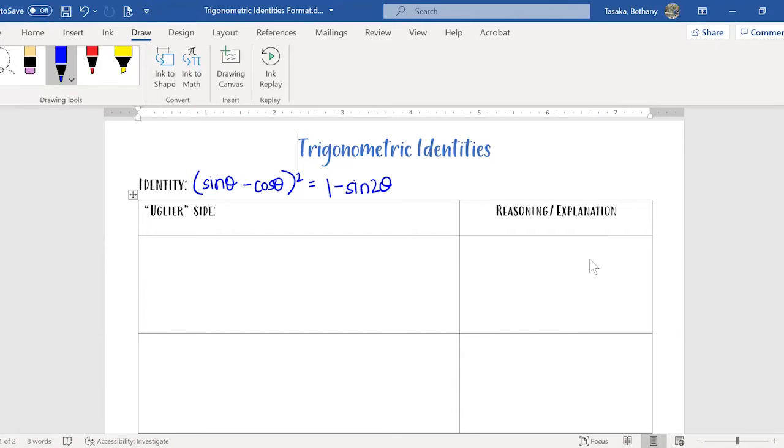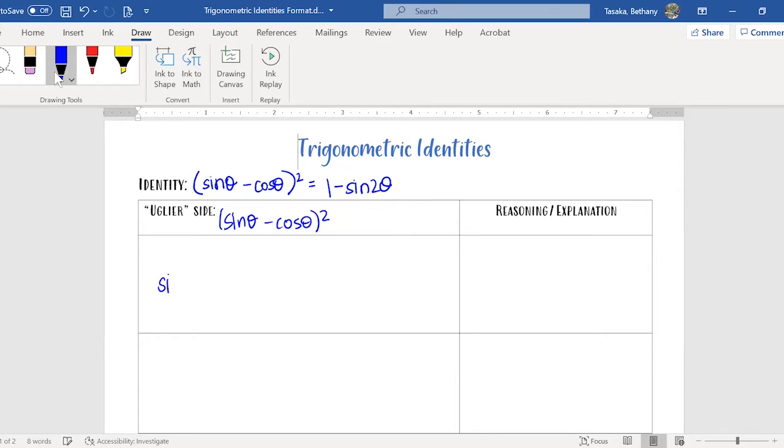Okay, so on this one, pretty much any time you see parentheses like this with an exponent, that's probably the side to start with because there's stuff to do there, right? So we're looking at sine theta minus cosine theta all squared. So what I would recommend starting with here is expand that, FOIL it out, right?